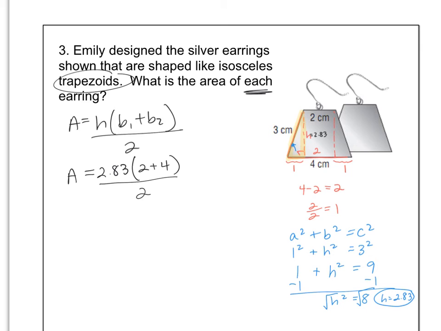When you type it in, start by going 2.83 parenthesis, 2 plus 4, close the parenthesis, divide by 2. It should be approximately, it's like 8.4 something, but it rounds to about 8.5 centimeters squared.